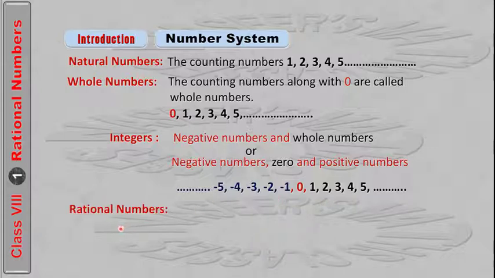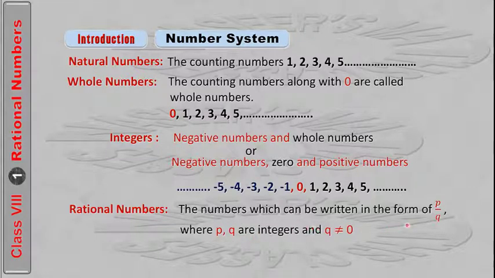Next, rational numbers. This is the new topic which we learn in 8th class. The numbers which can be written in the form of p by q, where p, q are integers and q not equal to 0. Whatever numbers we write in the form of p by q, we can use any integer in place of p and q. The condition is that q should not be equal to 0. q is in the denominator position. If the denominator is not equal to 0, then we can write any number in the form of p by q. So it is called a rational number.